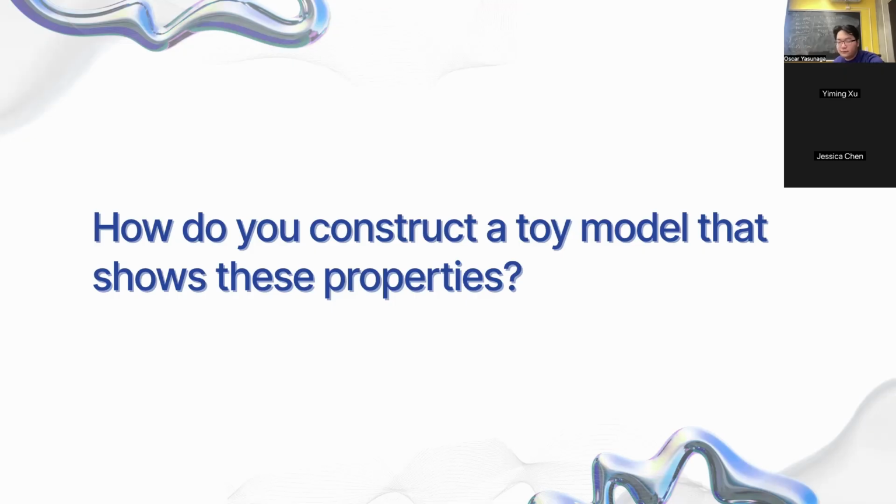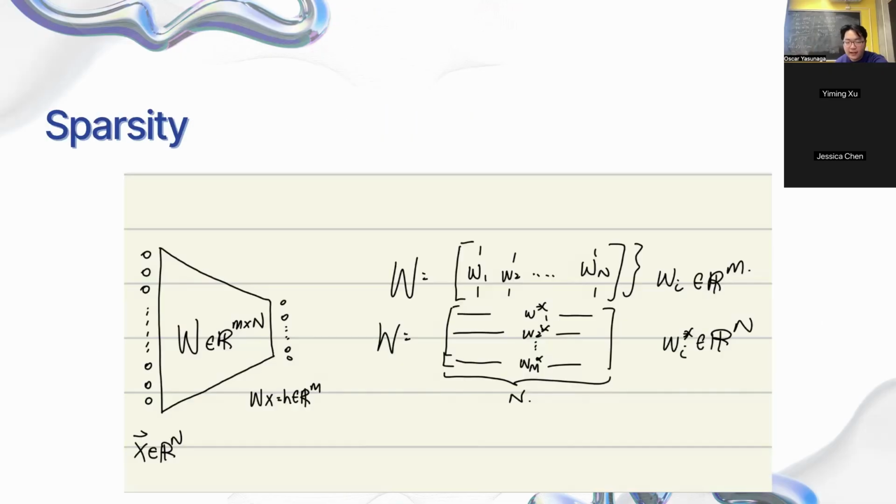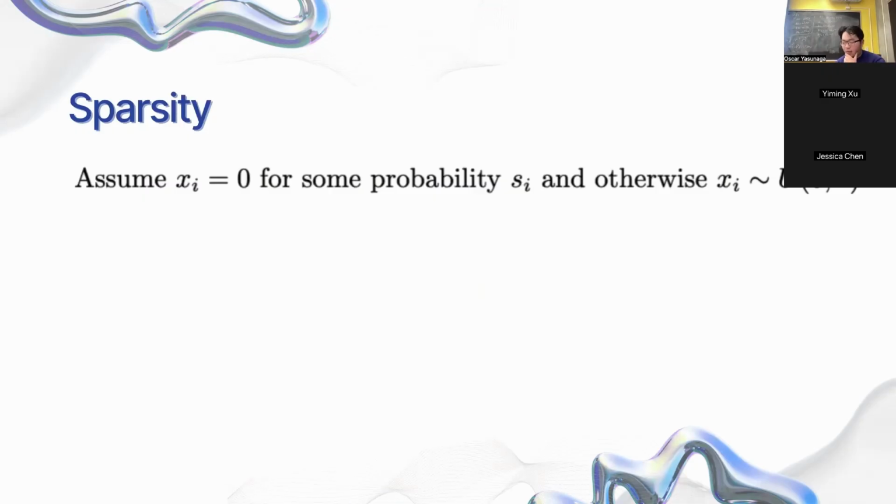These authors construct an autoencoder. So again, let's imagine we have this larger network with an n-dimensional vector where each element x of I is a feature. This x vector is going to be sparse, and we're going to have this autoencoder setup. Okay.